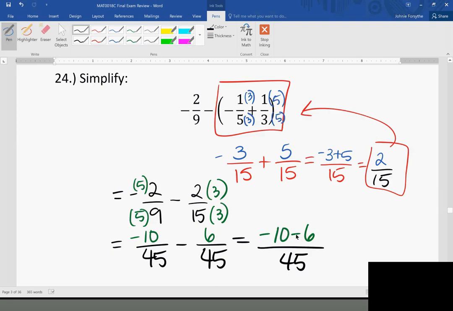So I have the same signs here, negative 10, negative 6. So I add and keep the sign. It's going to be a negative 16 over 45. And then if I think of my factors for 16, it'll be 1, 4, 8, 16. None of those numbers can be divided into 45, so this is going to be my final answer.